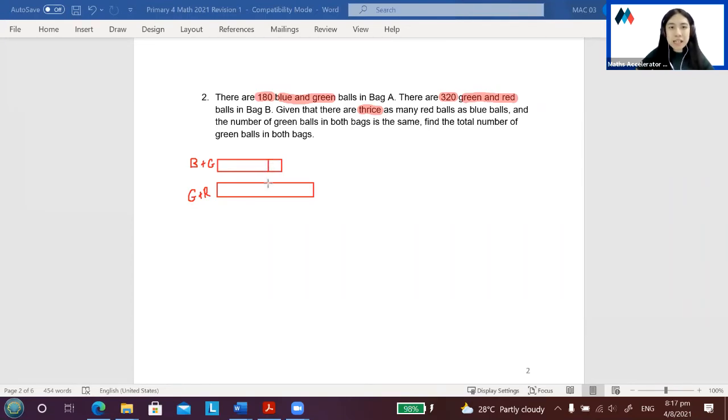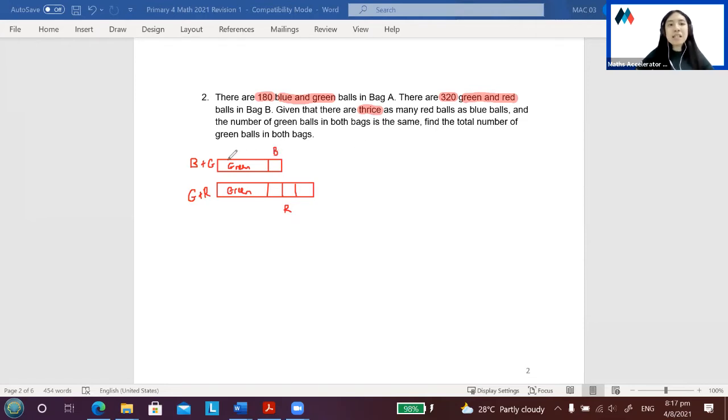So let me just draw it like this, right? So here we have green balls. Here we have green balls. Yeah. And here I split it into 3. Why? Because there are thrice as many red balls, because these are your red balls here, as blue balls.